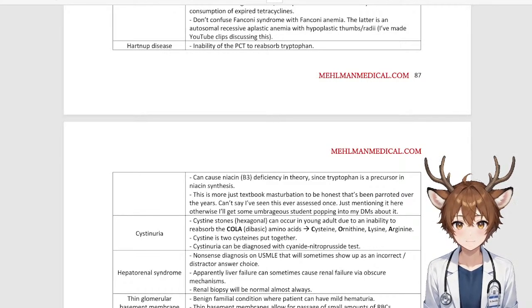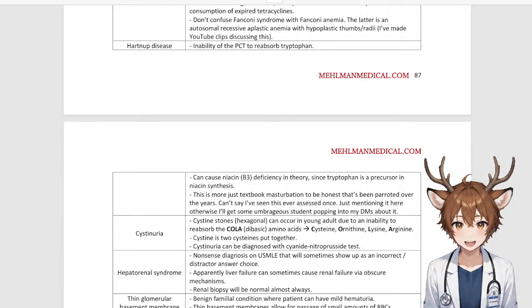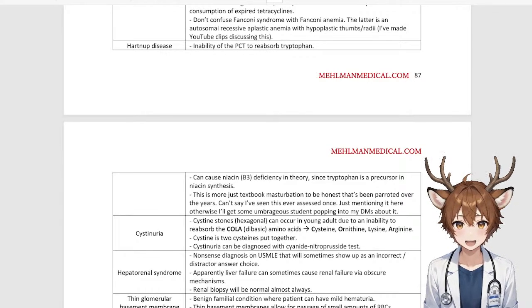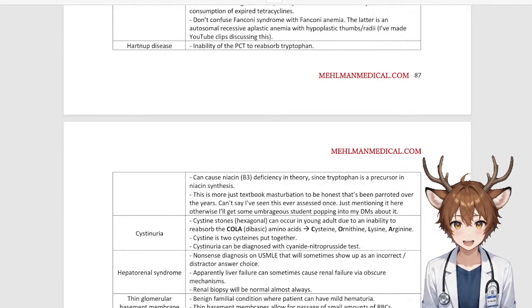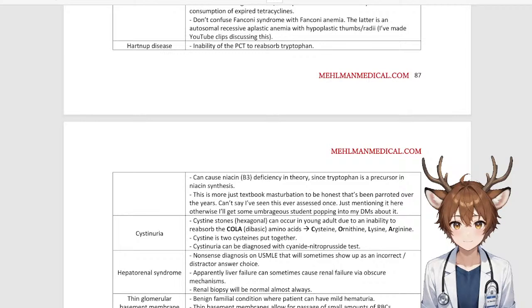Cystinuria, cystine stones, hexagonal, can occur in young adults due to the inability to reabsorb the COLA, C-O-L-A, dibasic amino acids: cysteine, ornithine, lysine, arginine. Cystine is 2 cysteines put together. Cystinuria can be diagnosed with the cyanide nitroprusside test.